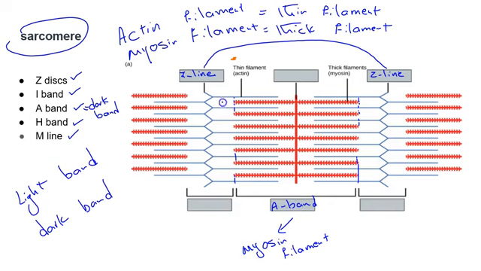And then the light area, which you can find here at both sides of the Z line, which is the area that contains only actin filament, would be our I band. So we have the I band or light band, which is composed of only thin or actin filament.